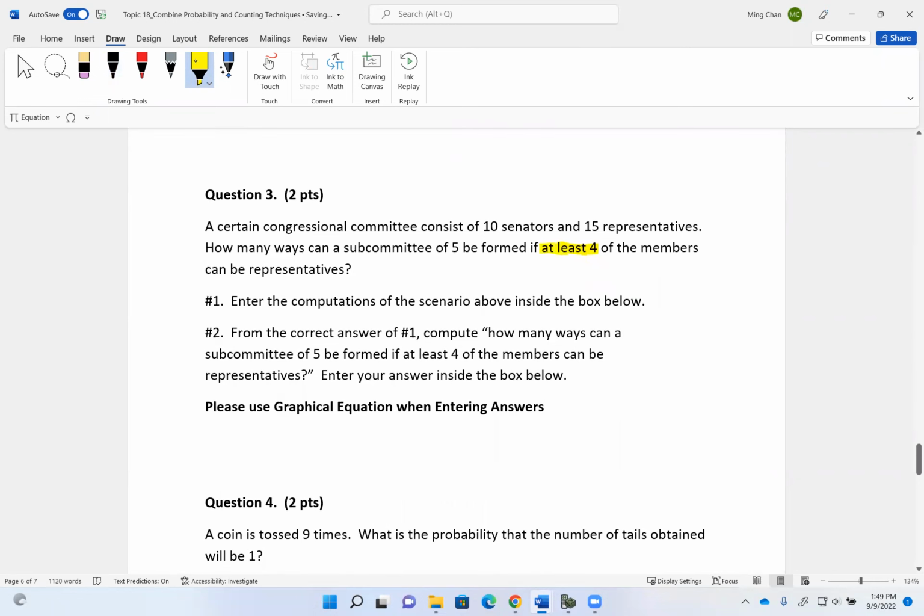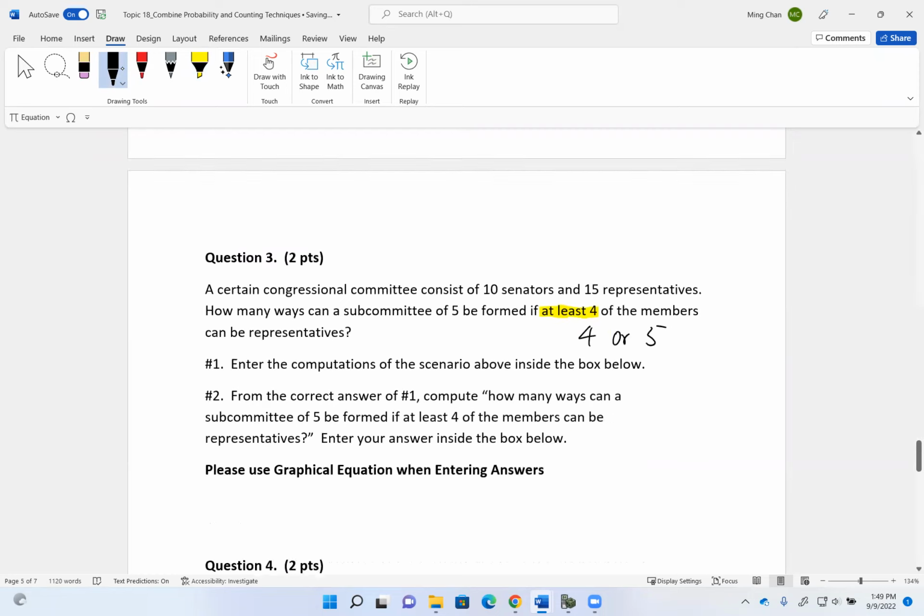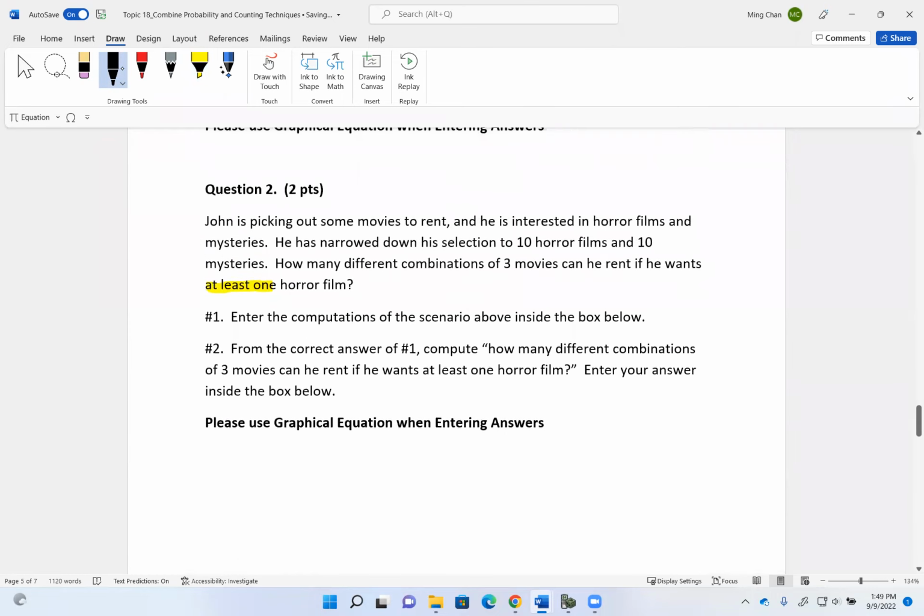When you see at least or less than, you gotta think about the scenarios I can get. At least 4 of 5 means what? That means I want 4 and I want 5. At least 4 means I want 4 and then I want 5 because I'm only selecting 5 for the subcommittee. So for this one, you can just find the number of ways for 4 and add it to the number of ways of selecting 5 representatives. At least 1 is similar to using the complement rule. I can figure out what I don't want, which is 0, and then subtract from the total.